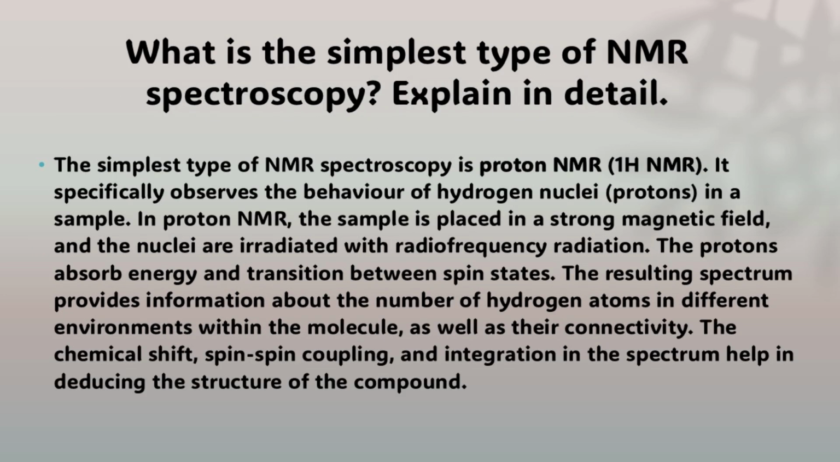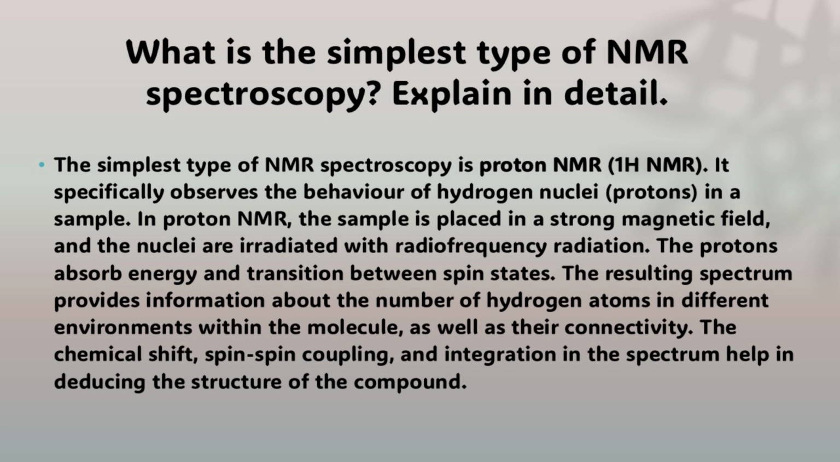The next question is question number 2. What is the simplest type of NMR spectroscopy? Explain in detail. The answer to this question is, the simplest type of NMR spectroscopy is proton NMR, 1H NMR. It specifically observes the behavior of hydrogen nuclei, protons, in a sample.